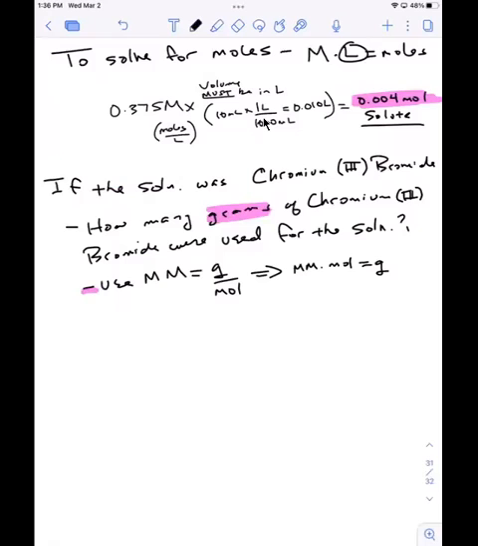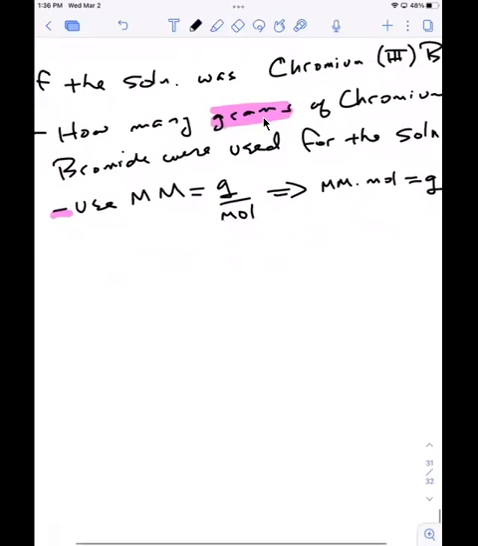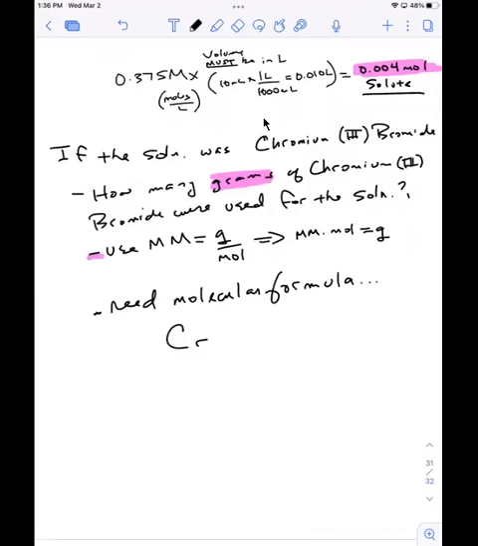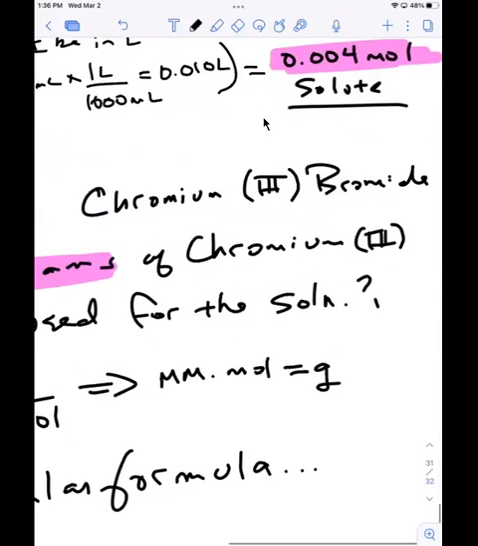So what is the symbol for chromium? We need the molecular formula. Chromium is here, and it's telling us that it's chromium 3, right? That's what the Roman numeral 3 in parentheses indicates, even though it's kind of sloppy looking. That is chromium 3 plus.